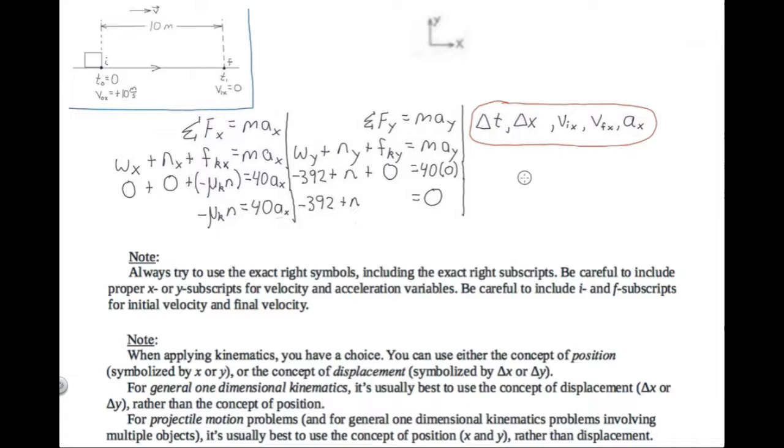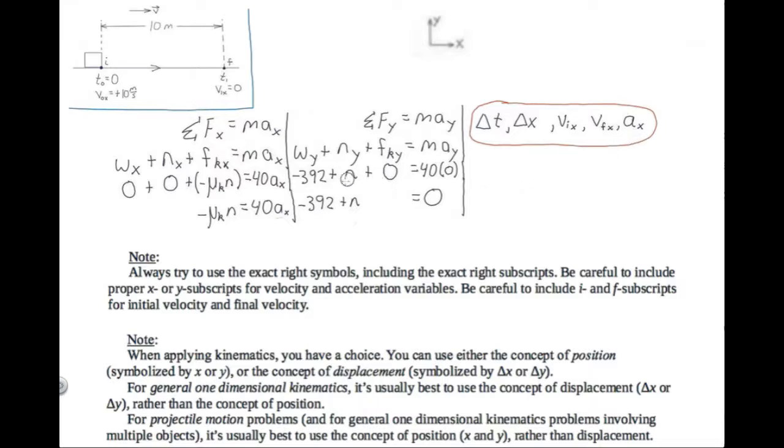The kinematics setup is simply a list of the 5 kinematics variables. Since we decided that for this problem we're applying kinematics to the x component, our kinematics setup for this problem is to list the 5 kinematics variables for the x component: delta t, delta x, v initial x, v final x, and a sub x.